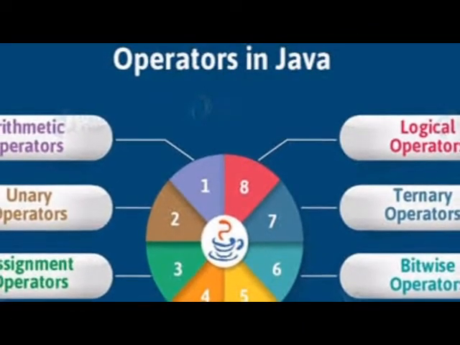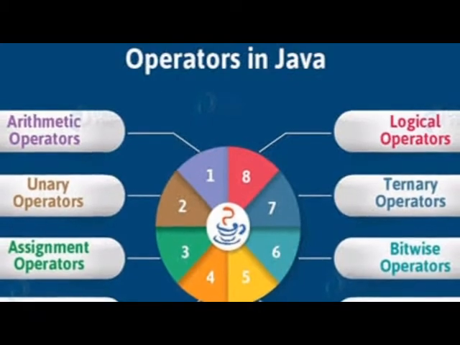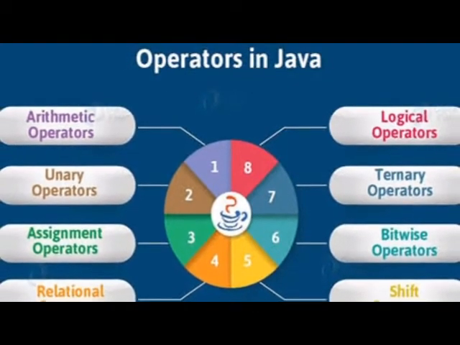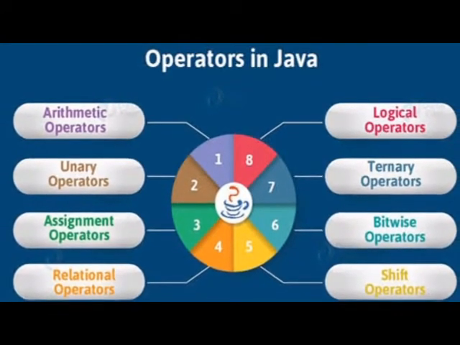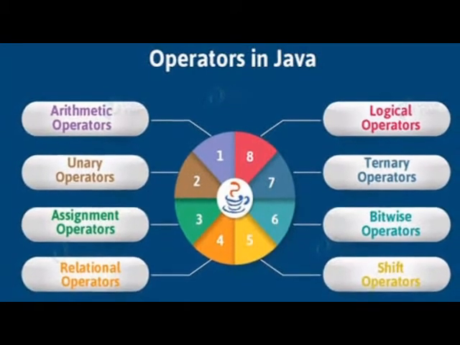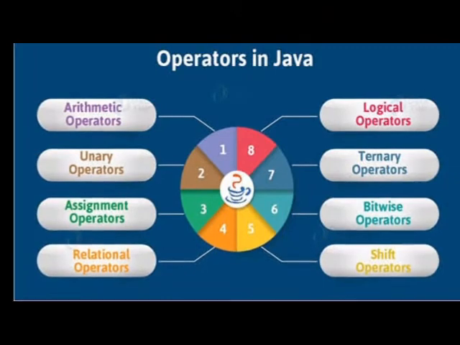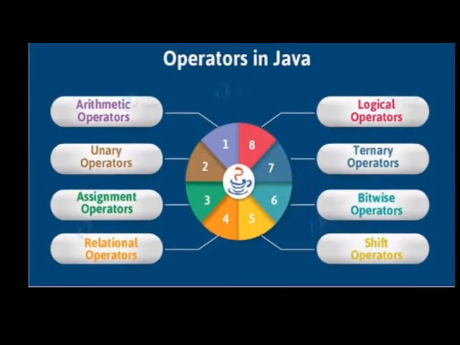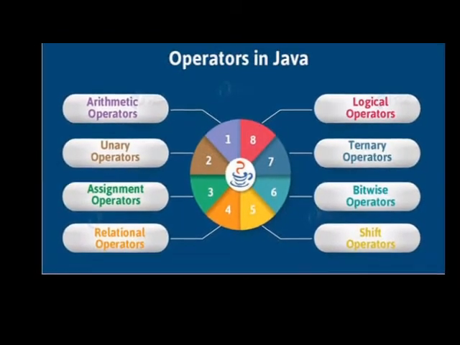Now our next topic is operators in Java: arithmetic operator, unary operator, assignment operator, relational operator, logical operator, ternary operator, bitwise operator, and shift operator. I think you are already familiar with these operators from your previous languages, C and C++. These are the important data types and operators we use in Java to write our programs.